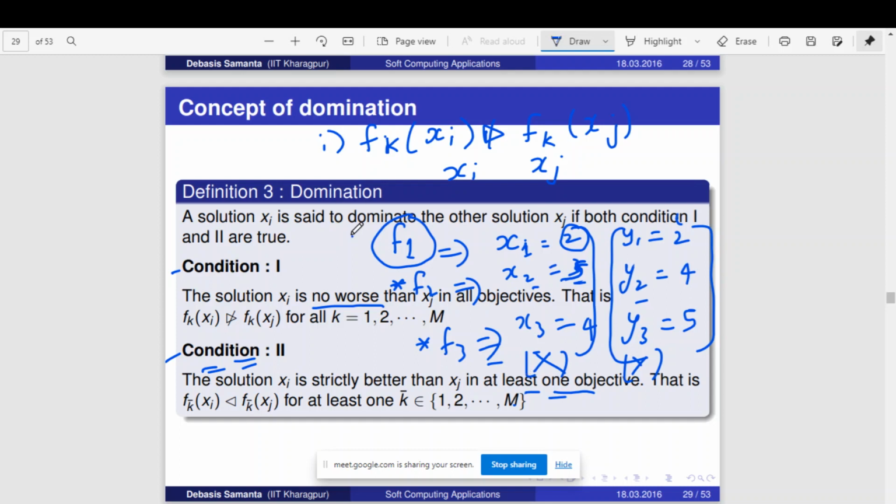For the first objective, can you say that x1 is no worse than y1? For the second objective, can you say x2 is no worse than y2?